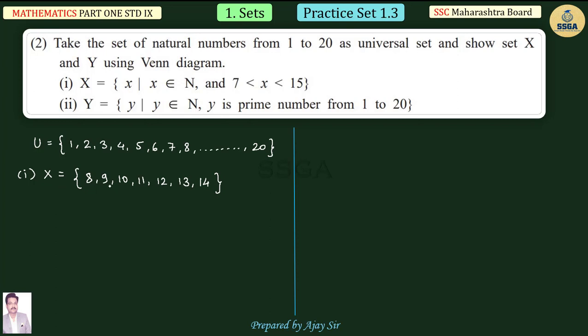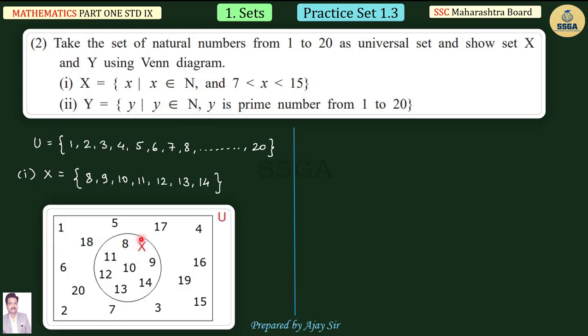So this set is now in list form, and after observing the universal set and this set X, you will understand that all the elements are present in set U. Therefore set X is a subset of set U, meaning we can represent it by a Venn diagram. First we will draw a circle inside, because it is a subset relation. So X has the elements 8, 9, 10, 11, 12, 13, 14.